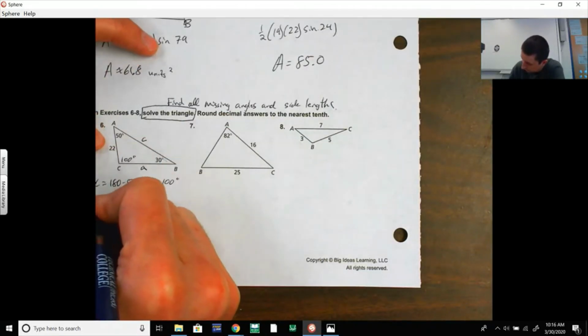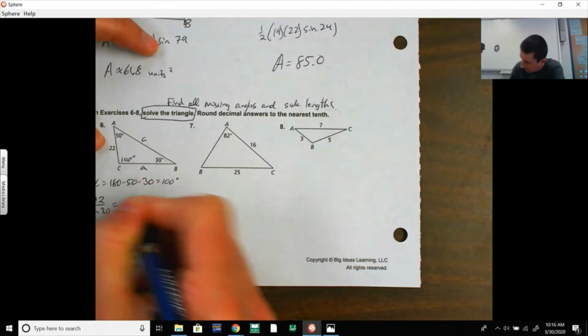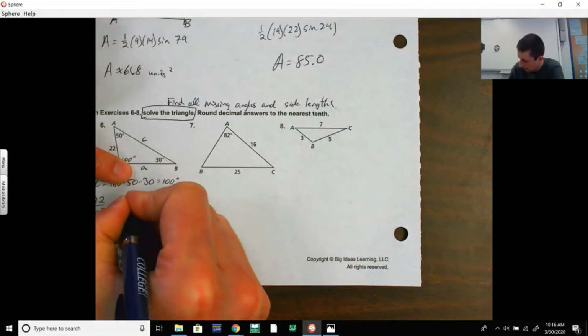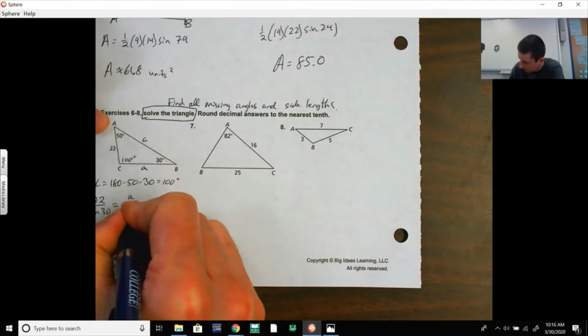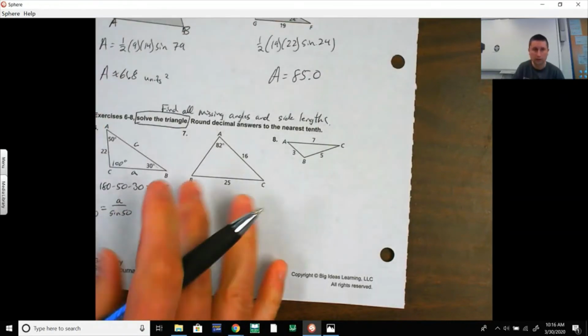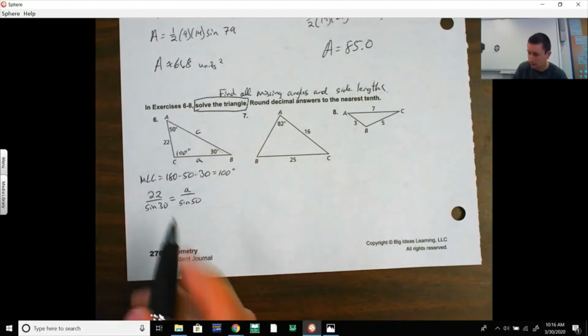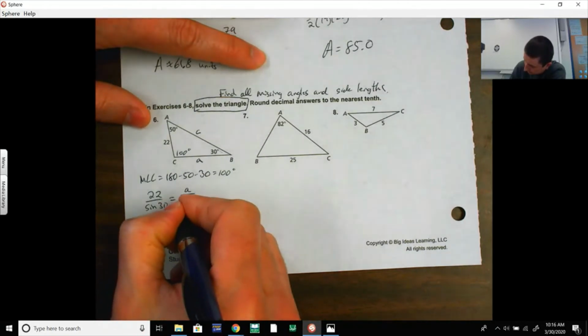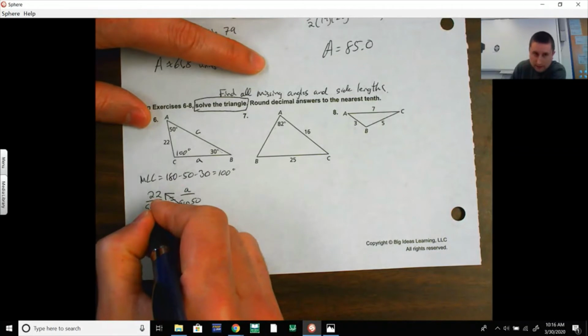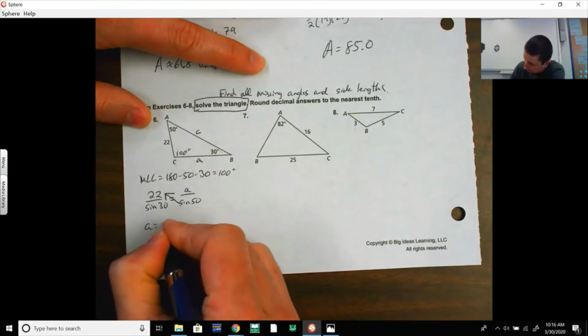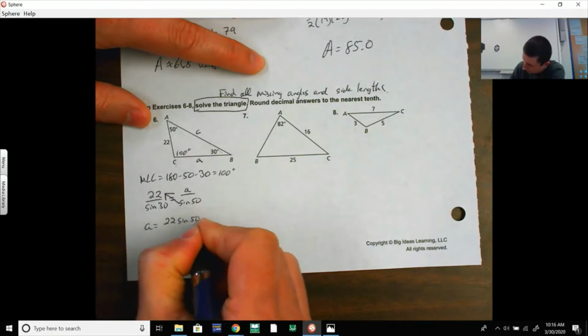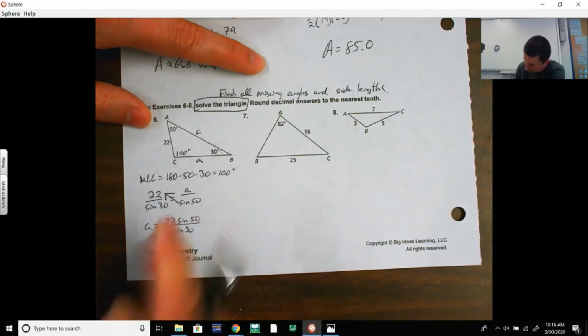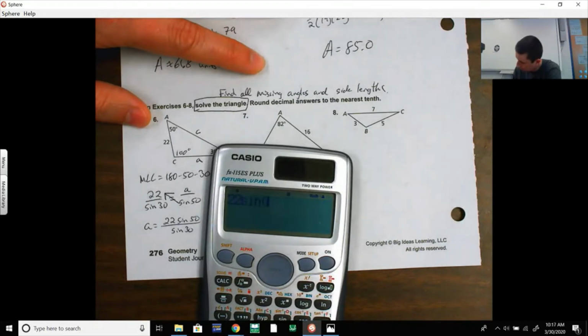So I know 22 over the sine of 30 has to equal, let's do A first, A over the sine of 50. Now remember, sine of 30 and sine of 50 are specific numbers. It's not a 30 and a 50, it's a sine of 30 and a sine of 50. So you can cross multiply, leaving A on this side because we want to get A by itself. So A equals 22 times the sine of 50, divided by the sine of 30. And I get 33.7.